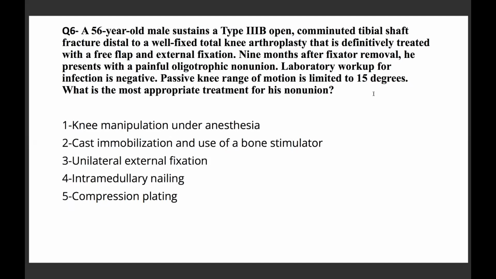So 3B open, comminuted, tibial shaft. It's a shaft fracture above a total knee, so he wants to mess up some options, not a problem. Definitively treated with X-fix and free flap. Now he comes with an oligotrophic non-union. Oligotrophic means you need to think about whether there is an infection, and there is none, it's negative. So you need to think about biological factors and definitive treatment with an X-fix.